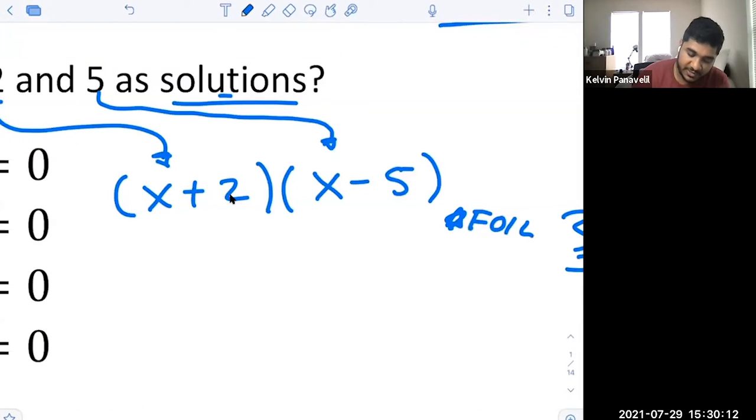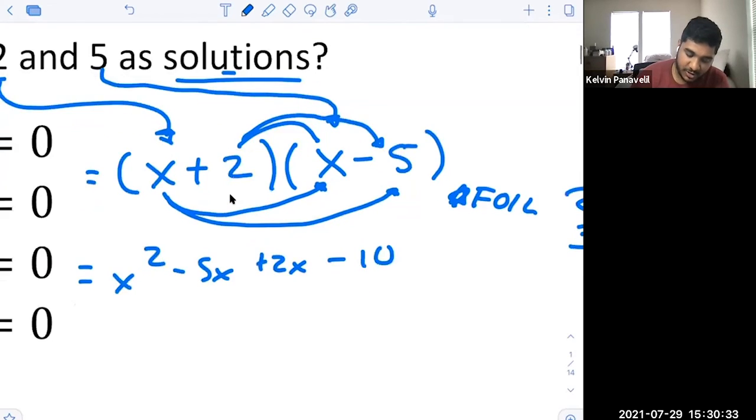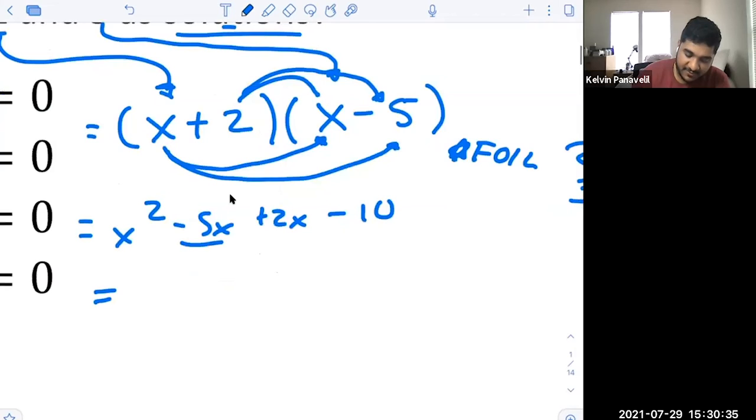So when you foil, you do first. Foil means first. What's x times x? X squared. Awesome. And then what is x times -5? Minus 5x. Good. And then plus, inner, 2 times x is plus 2x. And then finally, 2 times -5 is minus 10. Combine like terms. What is -5x plus 2x? Negative 3x. Minus 3x minus 10.